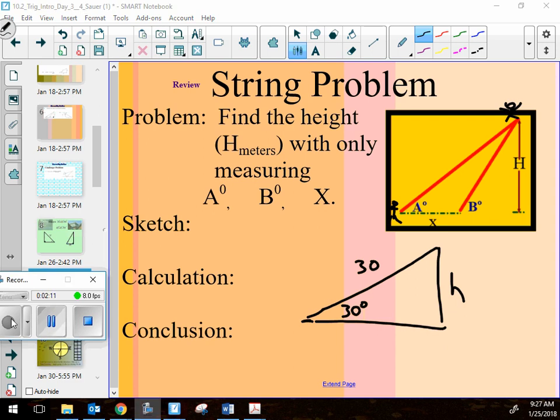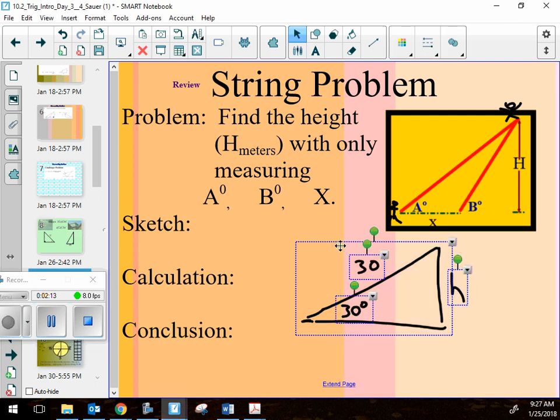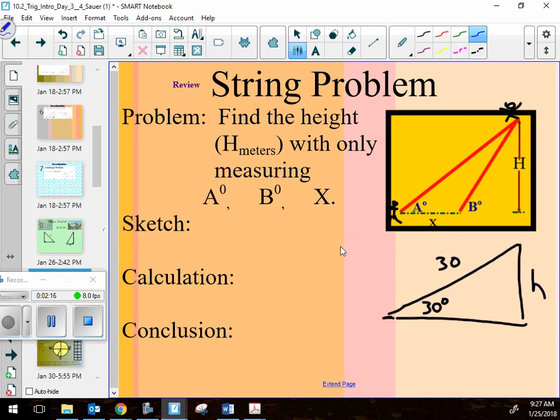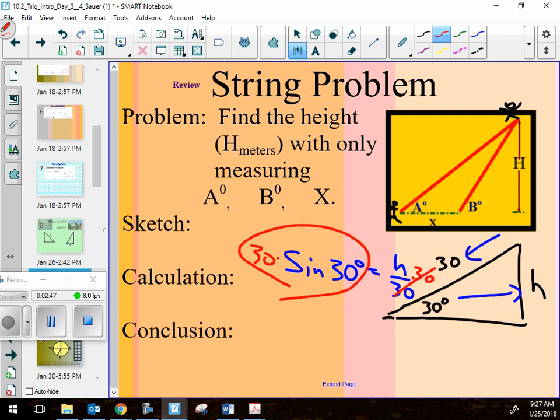I totally respect two different approaches, one of which would be to say sine, cosine, or tangent of 30. And which one was it, by the way? You should be able to do this by now. Sine is opposite over hypotenuse. Sine 30 would be h over 30. Now I can get h alone by multiplying by 30 on both sides, and I have 30 times sine 30.